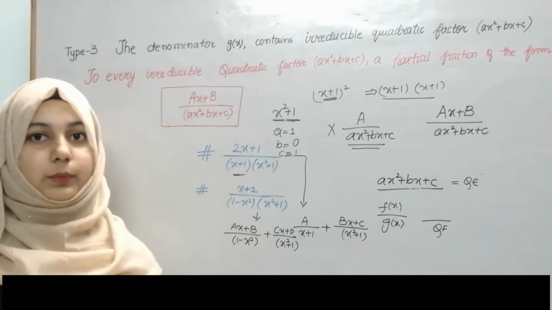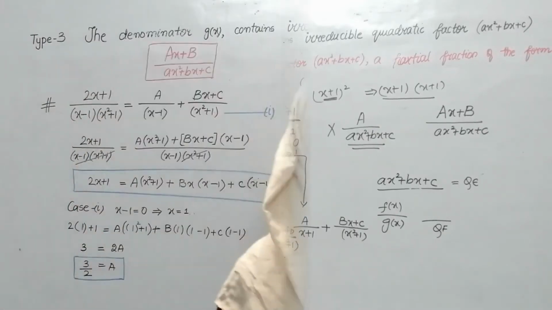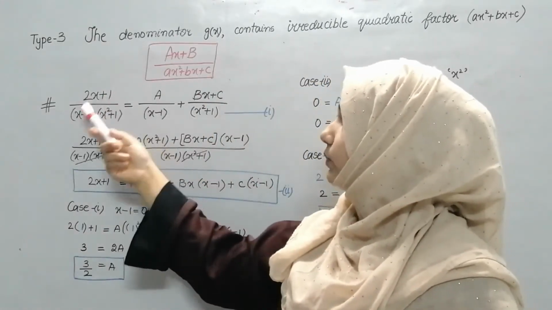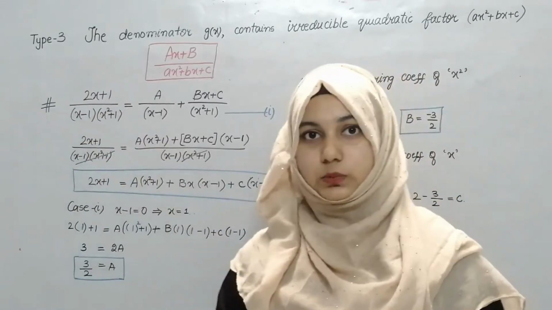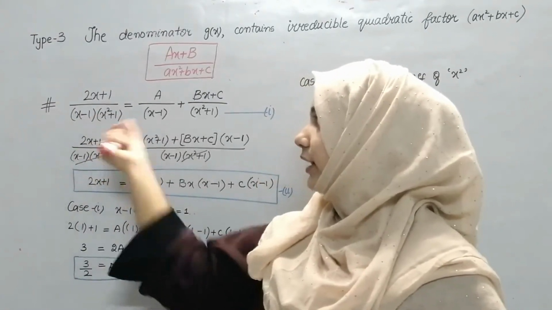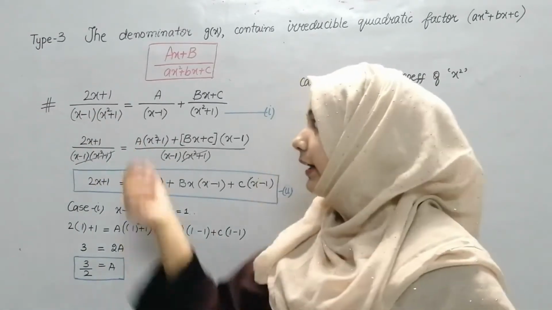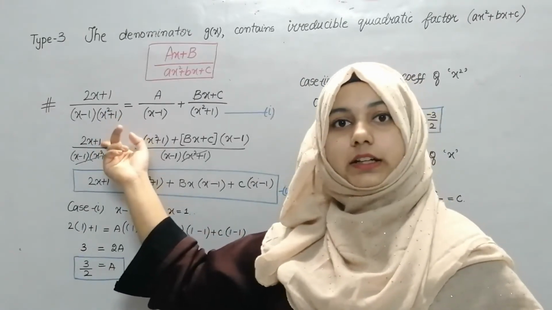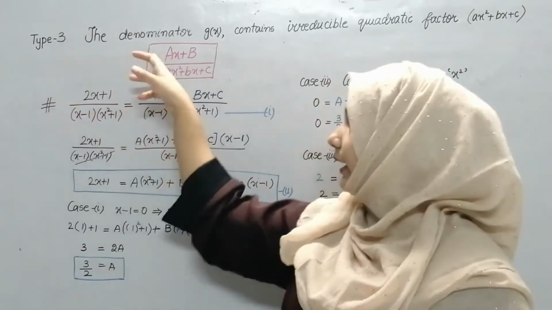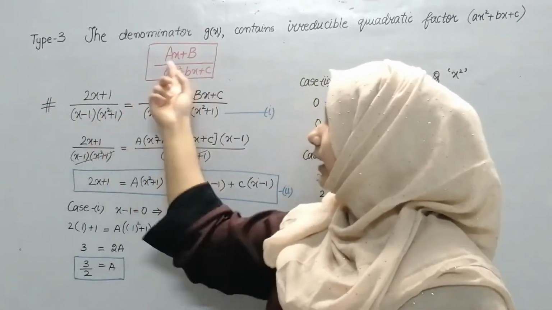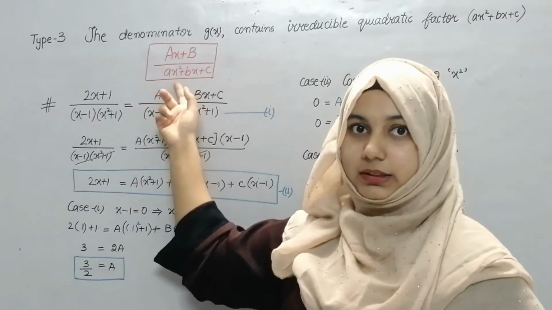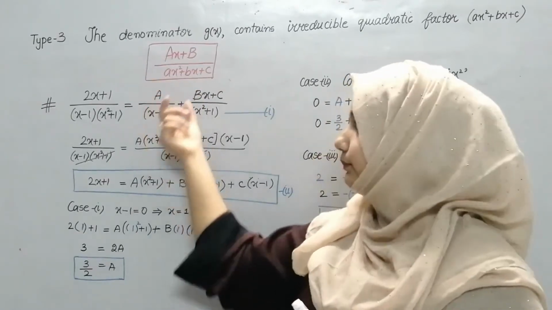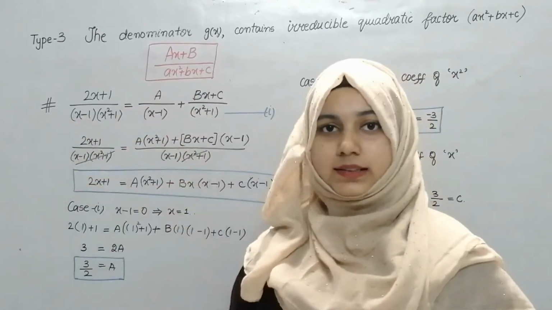Let's try one example upon this type 3. Okay, so let's quickly look into an example. 2x plus 1 by x minus 1 into x square plus 1. Here x minus 1 is one factor and x square plus 1 is another factor. X square plus 1, if you see, it is a quadratic factor. So it falls under category 3. So that means for this factor, I need to perform this type of partial fraction.